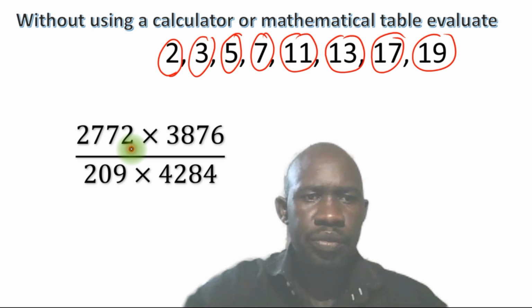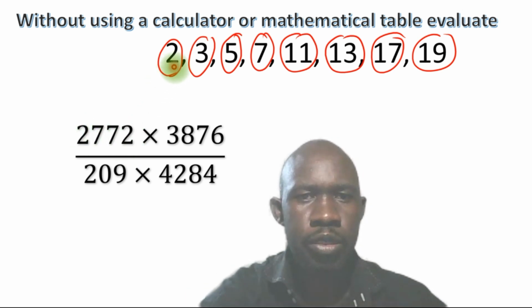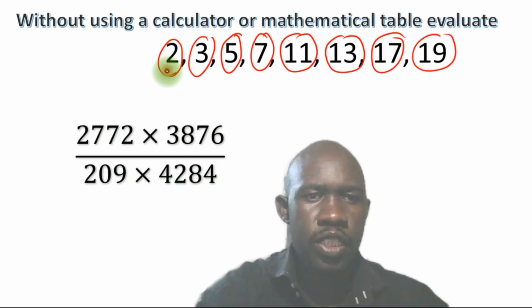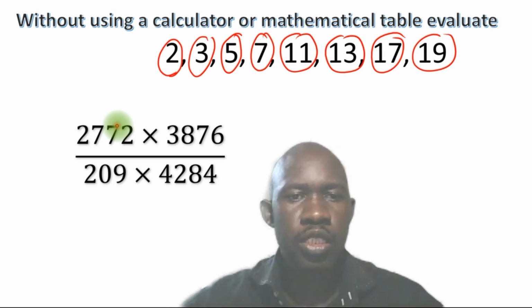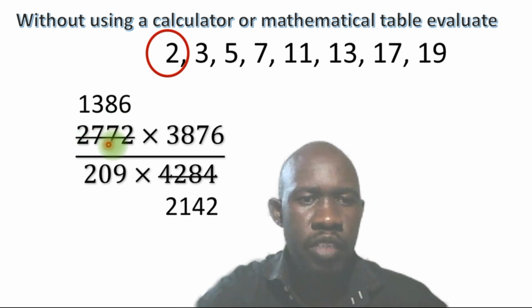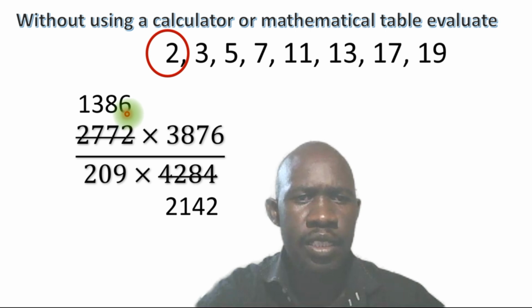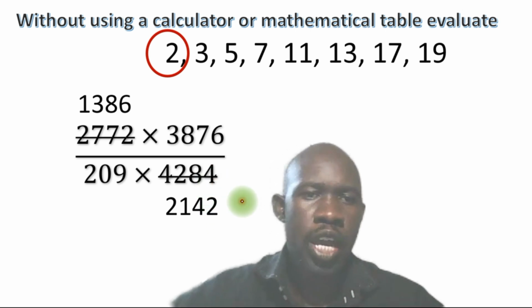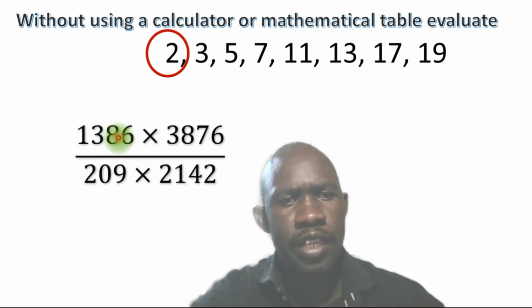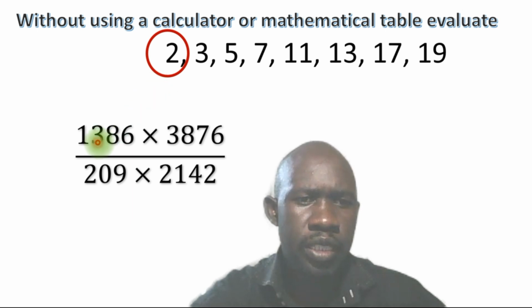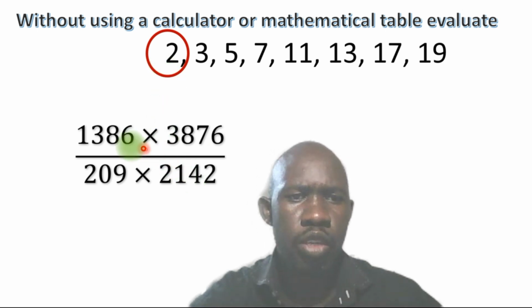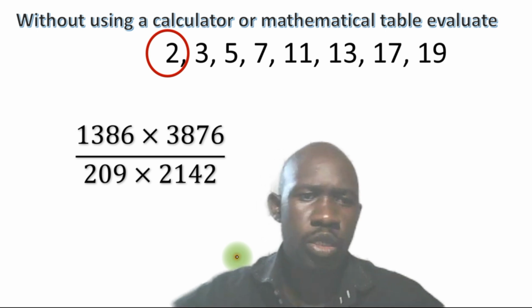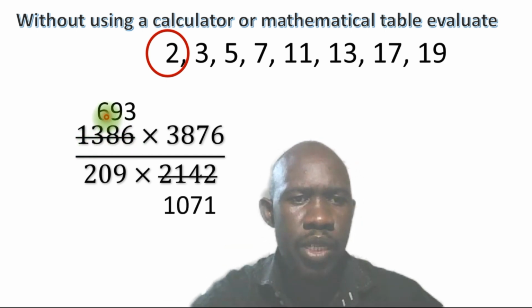If you look at it, 2772 is divisible by 2, and also 4284 is divisible by 2. So if we divide by 2, this is what we are going to get. 2772 divided by 2, we get 1386, and 4284 divided by 2, we get 2142. Again, we ask ourselves, is it still divisible by 2? Yes, 1386 is divisible by 2. 2142 is also divisible by 2. So if we cancel this by 2, what are we going to get? 1386 divided by 2, we get 693, and 2142 divided by 2.